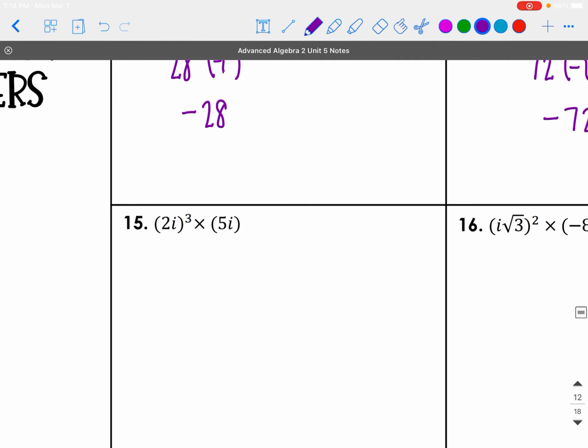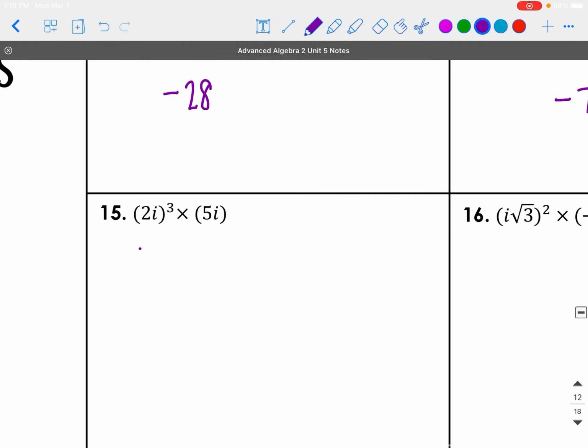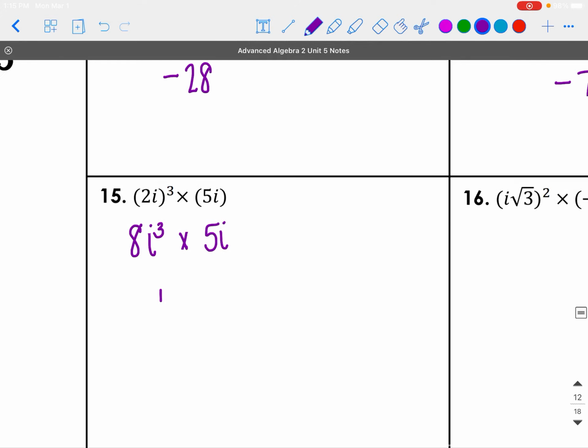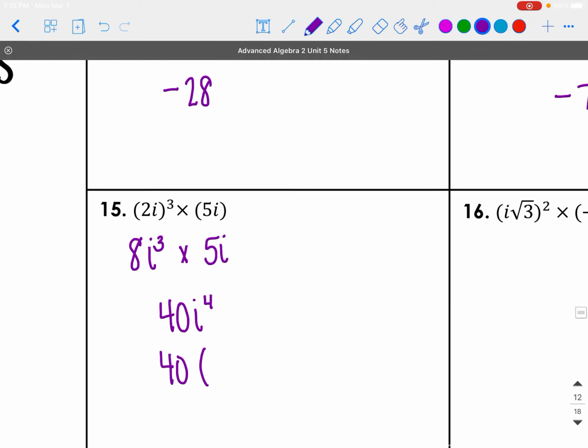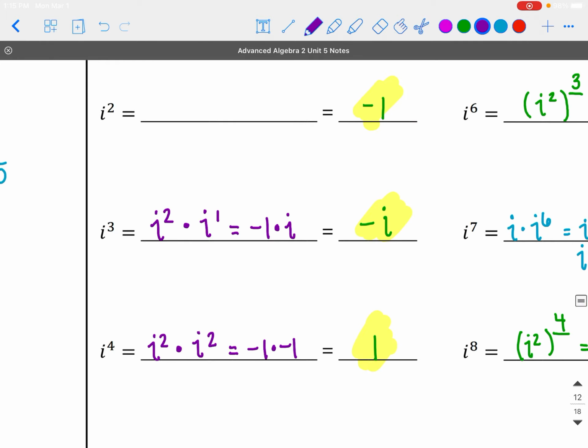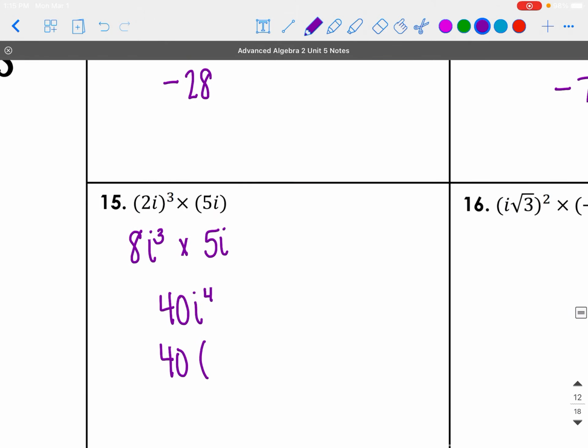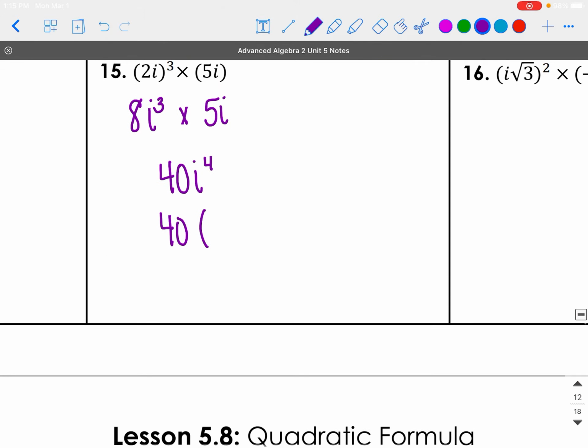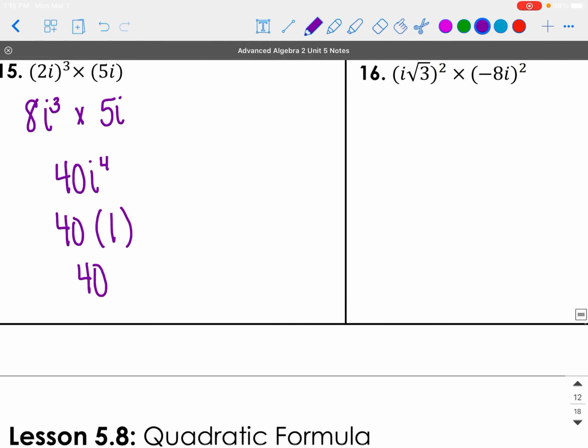Number 15, 2i cubed. Well, 2 cubed is 8. Then we have i cubed times 5i. That's 40 i to the 4th. And we know that i to the 4th, if we look back, is 1. So 40.